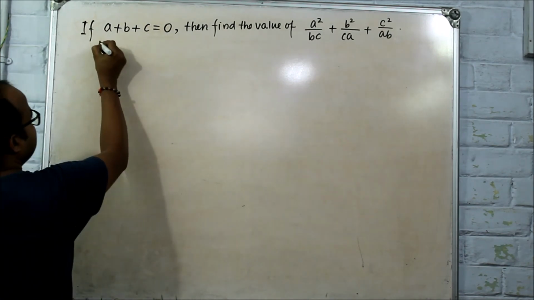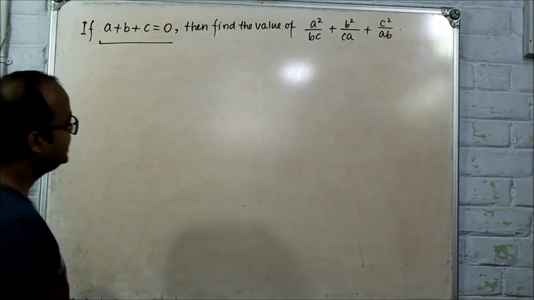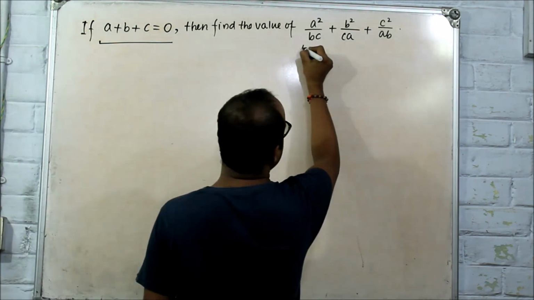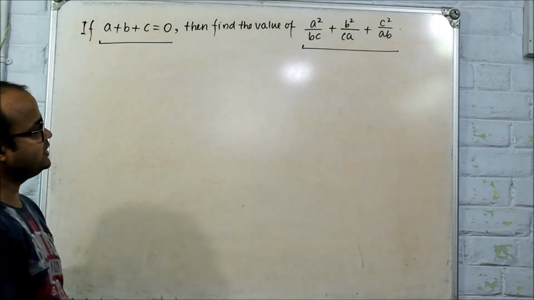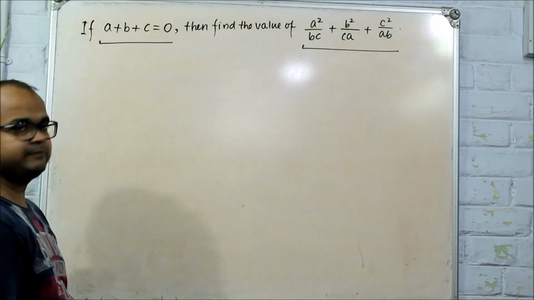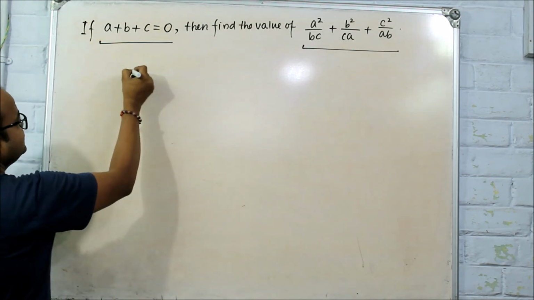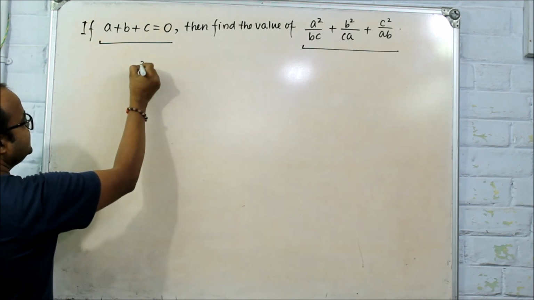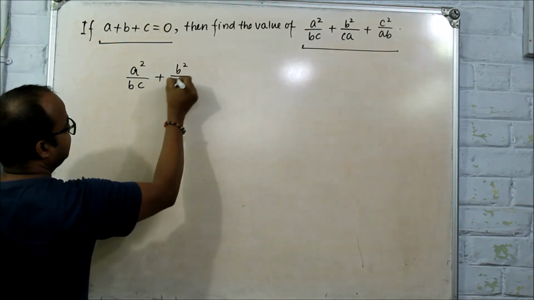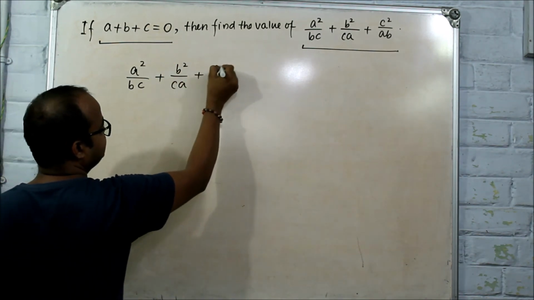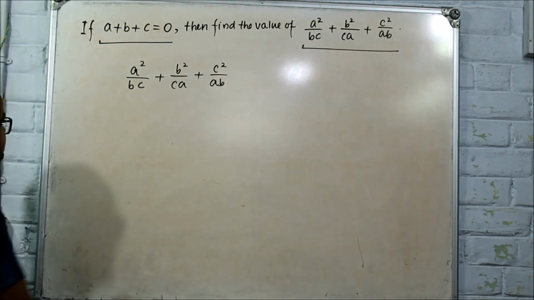It is given that a plus b plus c is equal to 0, then we have to find out the value of a square by bc plus b square by ca plus c square by ab. Then first, what we will do, we have to find out the value of this. So we write a square by bc plus b square by ca plus c square by ab. Clear?